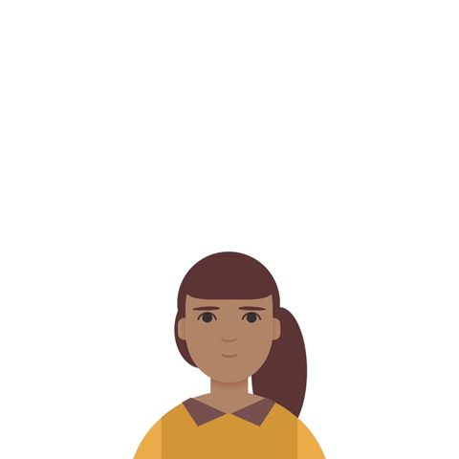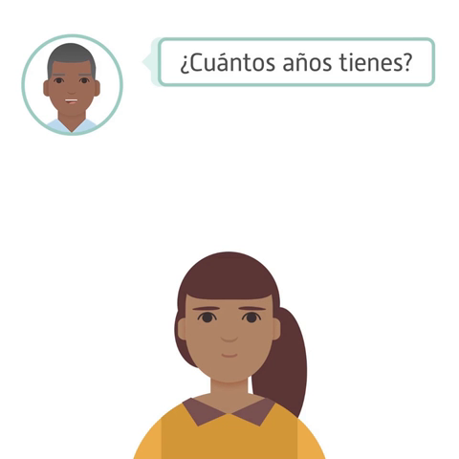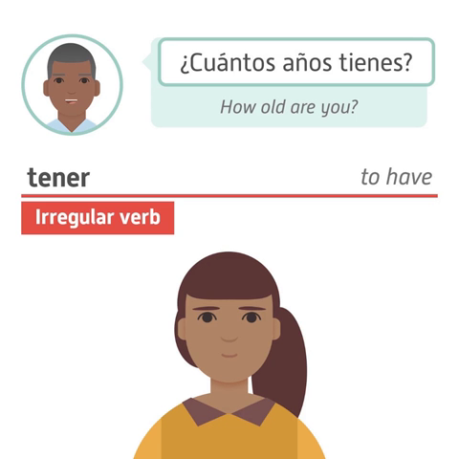Now that we have the basic number system grasped, let's look at putting some of this into practice. You could be asked, ¿Cuántos años tienes? Meaning, how old are you? In order to answer, you'll need to know the forms of the irregular verb tener, meaning to have.